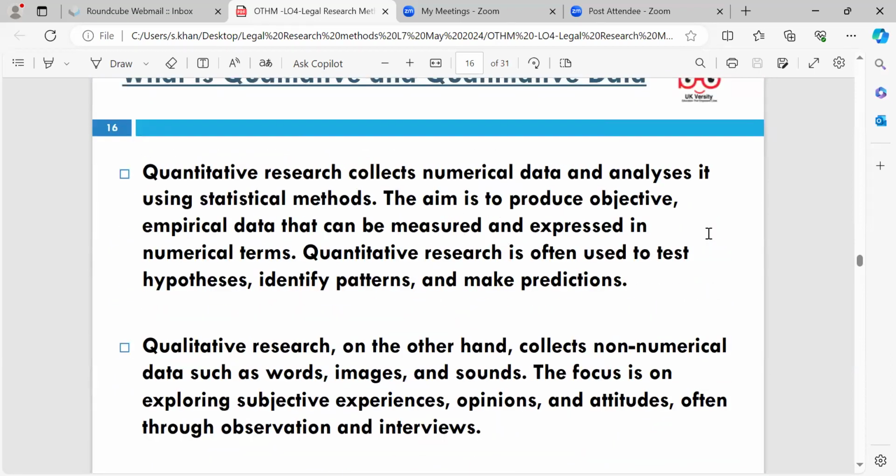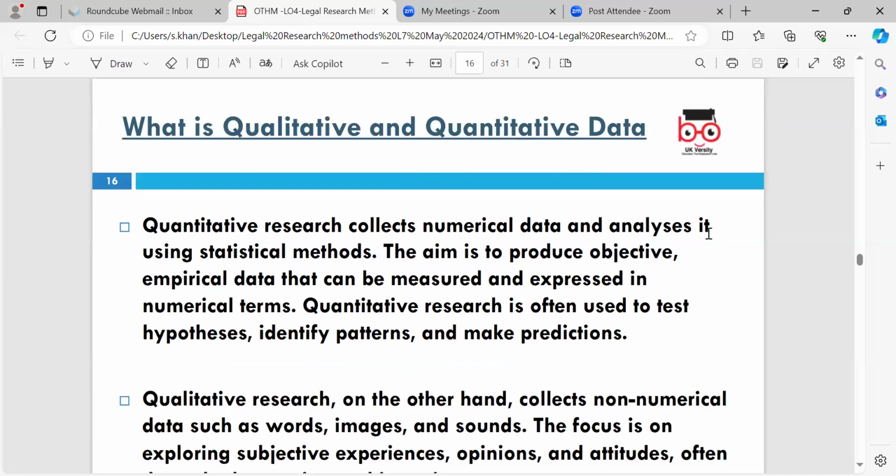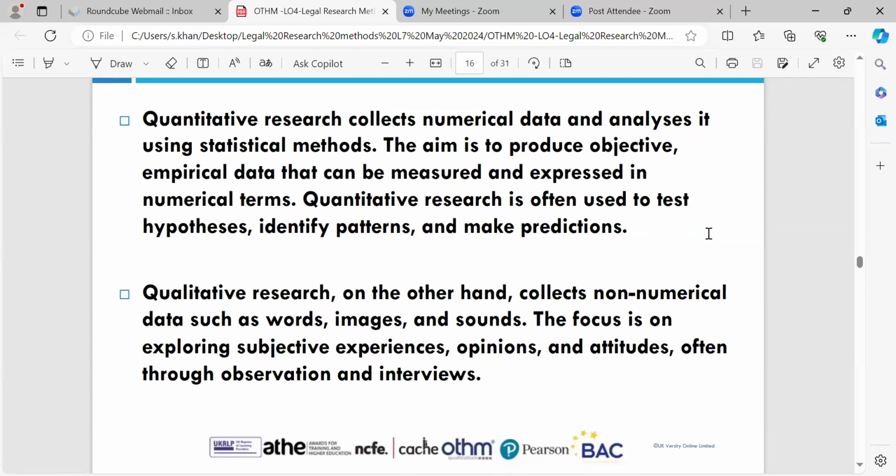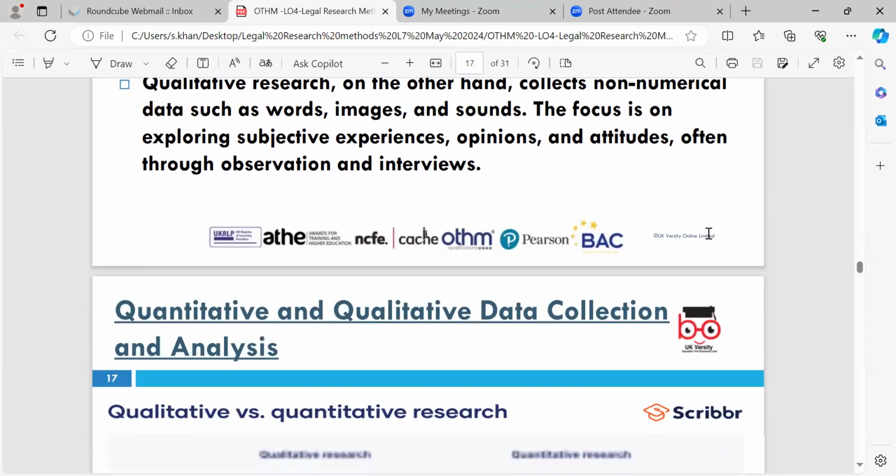So you've got quantitative research, which collects numerical data and analyzes it using statistical methods, which I mentioned earlier. The aim is to produce objective empirical data that can be measured and expressed in numerical terms. Quantitative research is often used to test hypotheses, identify patterns, and make predictions. On the other hand, qualitative research collects non-numerical data such as words, images, and sounds, and the focus is on exploring subjective opinions and attitudes, often through observation and interviews.